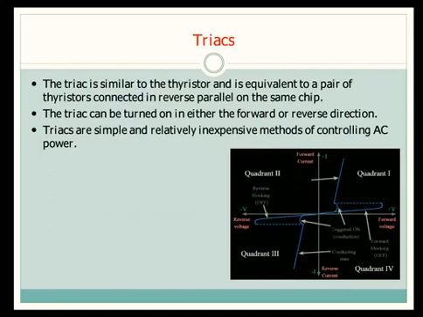Next is triac. Triac is a combination of two thyristors connected in opposite direction or reverse direction. The triac can be turned on in either the forward or reverse direction. Triacs are simple and relatively inexpensive methods of controlling AC power.